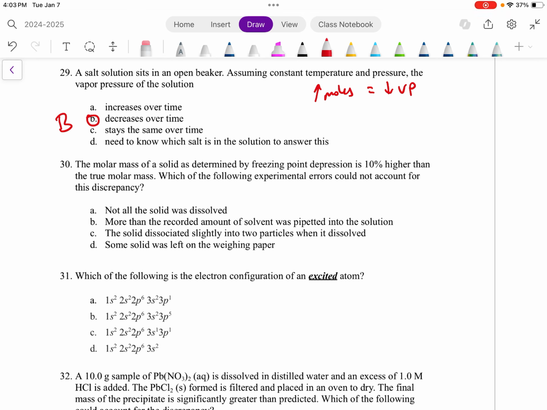And so what's going to happen if a salt solution sits overnight? Water is going to evaporate. So if water evaporates, the concentration, right, or I shouldn't say moles, it's molarity here. So if the molarity of the concentration increases, then the vapor pressure is going to lower, right? And so B is the best answer.